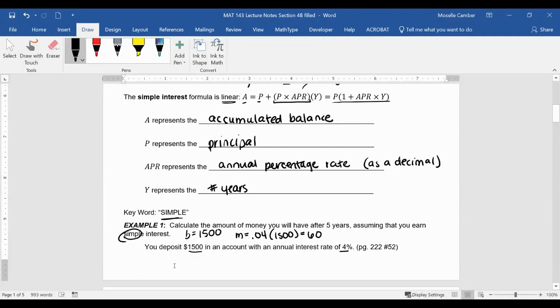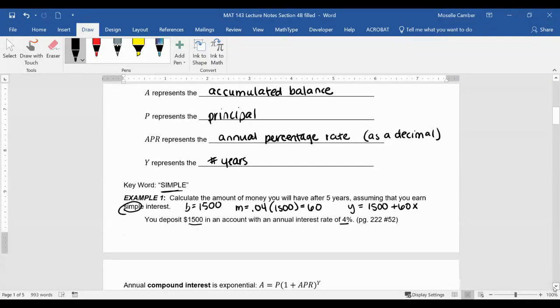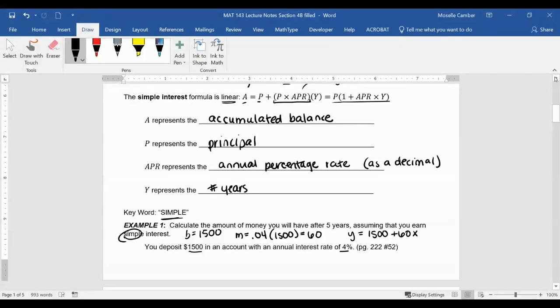So just by using our linear skills, we can say that the ending balance, our y, is going to be equal to 1,500 plus 60x, where x is the number of years and y is your accumulated balance. Now using these terms, I'm going to use a slightly different method, but again, you can take this or you can just stick with the b and the m.